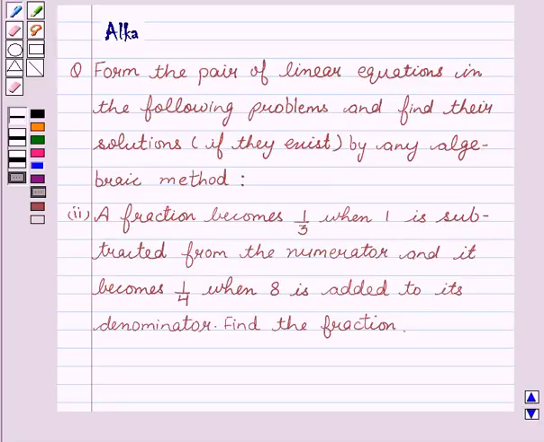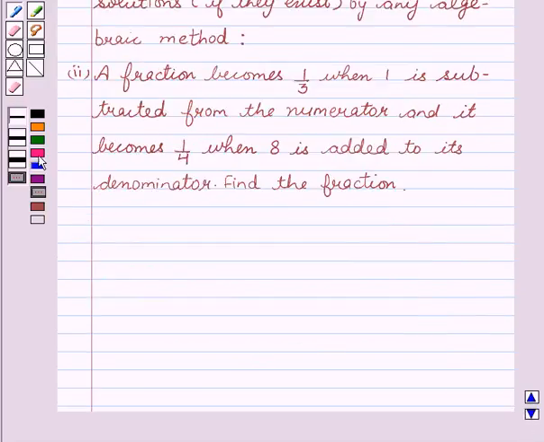I am Malika. We are going to discuss how to form the pair of linear equations in the following problems and find their solutions if they exist by any algebraic method. Our problem is: a fraction becomes 1 upon 3 when 1 is subtracted from the numerator and it becomes 1 upon 4 when 8 is added to the denominator. Find the fraction. So let's start with the solution.